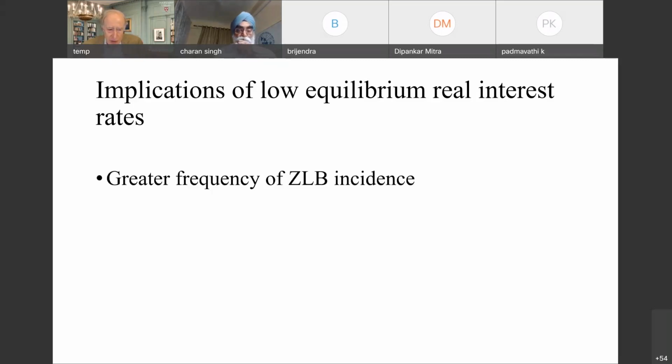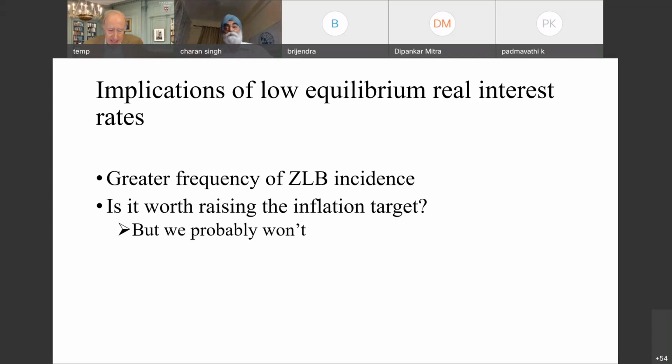The most obvious one is that there is therefore a greater frequency of any given central bank, for any given inflation target, finding itself stuck at the zero lower bound. Here in the United States, our interest rates have been effectively stuck at zero for 12 years now. Even if you go back to the liquidity trap chapter of Keynes's General Theory, I don't think he ever envisioned such a thing. The question that raises, and several people have raised it quite publicly, I think, for example, of Olivier Blanchard, is whether this makes it worth raising the inflation target.